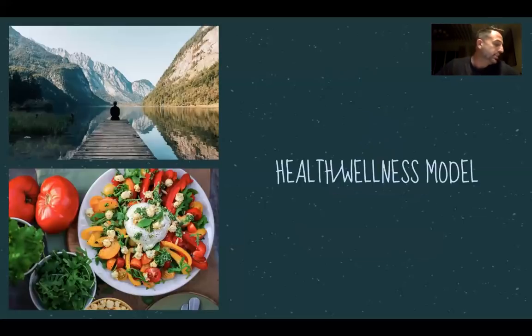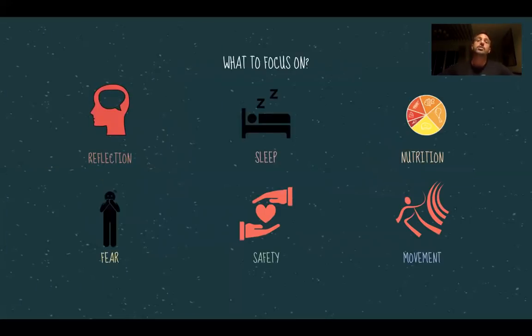Okay, health and wellness model. Okay, this is so important right now. We really need to focus on our kids. So here's what we're going to focus on. Reflection, reflection, reflection. It's so important to reflect on how we are doing. And I'm not talking about in the school sense. I'm talking about individuals and really creating that relationship of caring for one another.